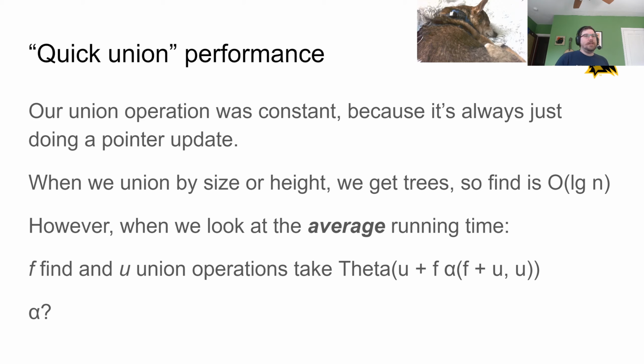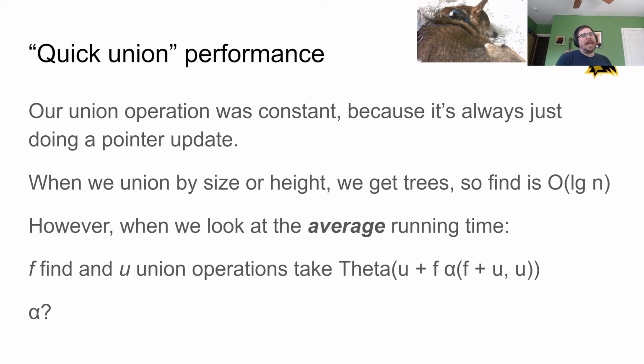So our union operation was constant time. Was constant, still is constant, because all we're doing is we're adding an if statement to it, not a loop, when we do this union by rank. So when we union by size or height, we get trees. We get logarithmically tall trees. So we have big O of log n for those items.